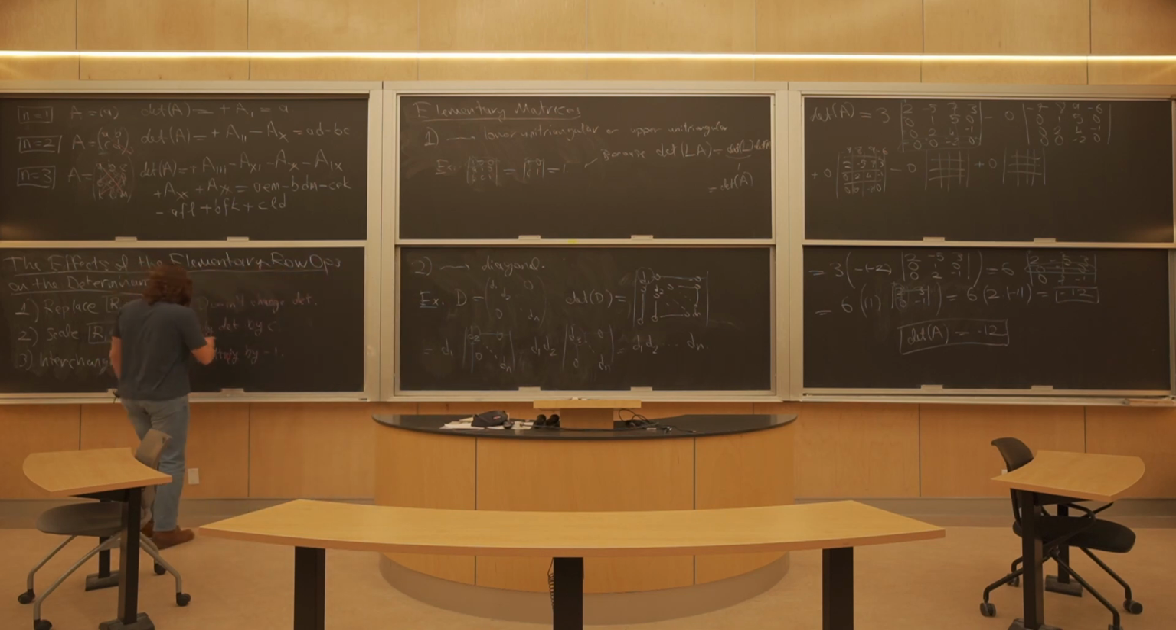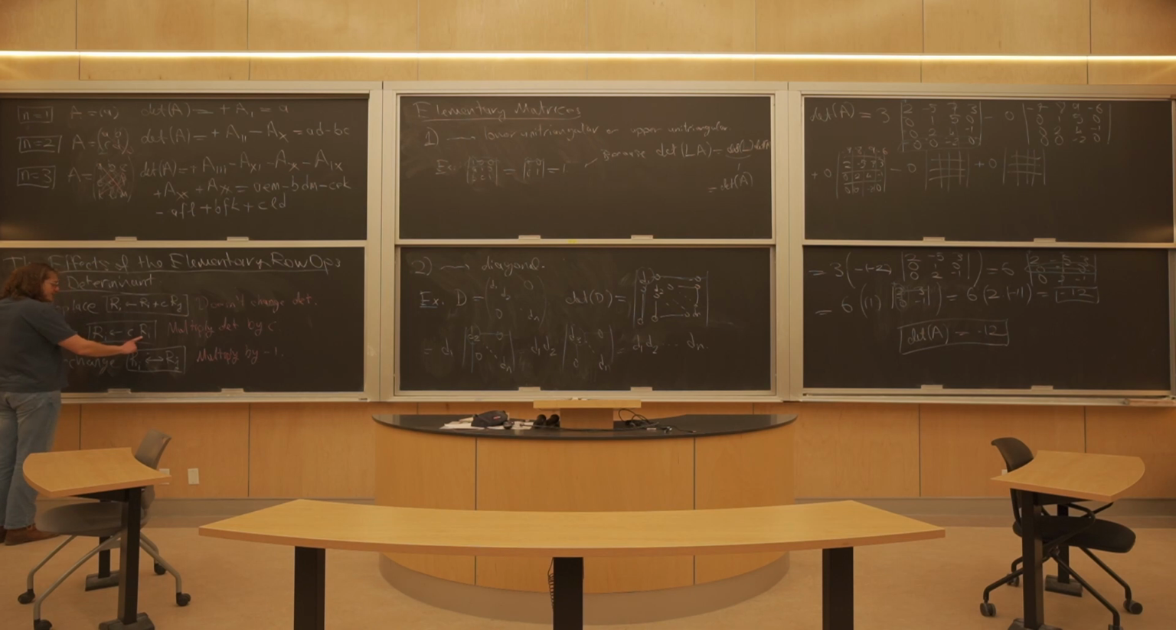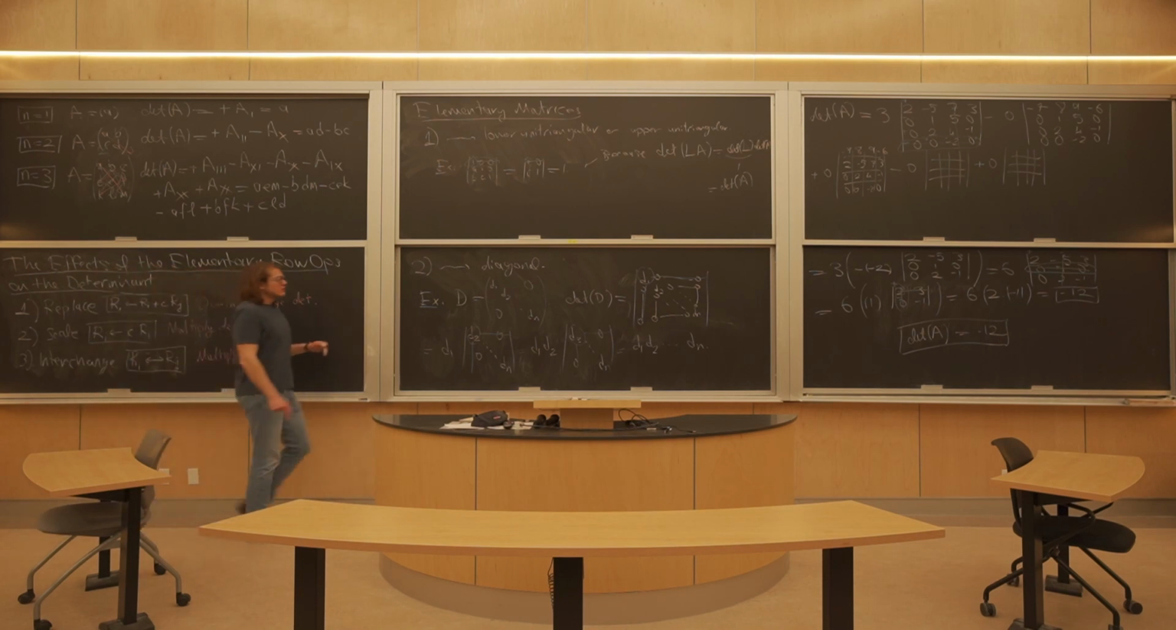Well, in the case of just scaling one of these rows by a number, that corresponds to having ones on the diagonal except for one entry. Well, certainly the product is going to be C then.